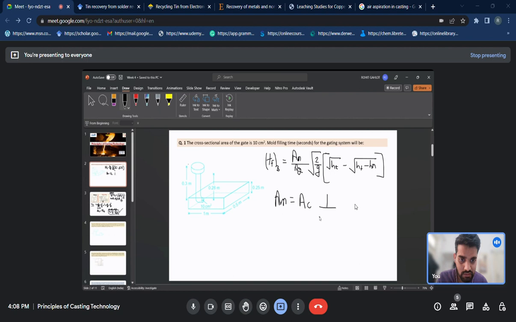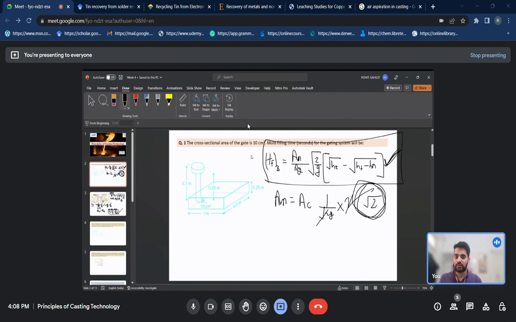I might have forgotten. When you derive the formula, there is 1 by root 2g, and it is again multiplied by 2 times, so it comes to root 2 by g. This is the correct formula. Both are the same. The root 2 and root 2 get cancelled, and then you will get root 2 at the top. So you can use this form or that form, whichever you want to use.